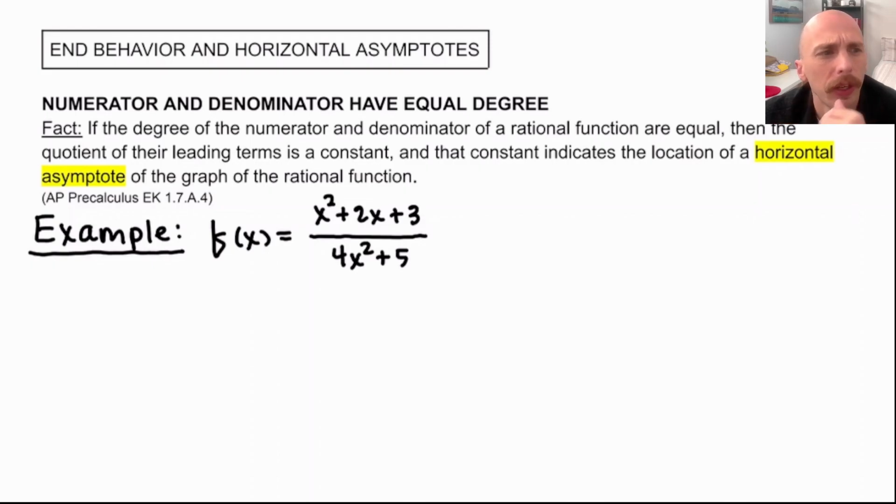All right, so the first one I've got right here is f(x) = (x² + 2x + 3)/(4x² + 5). And if you were asked, okay, what's the equation of the horizontal asymptote to this function, I want you to be able to look at this and be like, okay, same degree on top and bottom. I'm going to divide the leading coefficients, and it's going to be 1/4. So I got y = 1/4. That's a problem that we could solve really quickly.